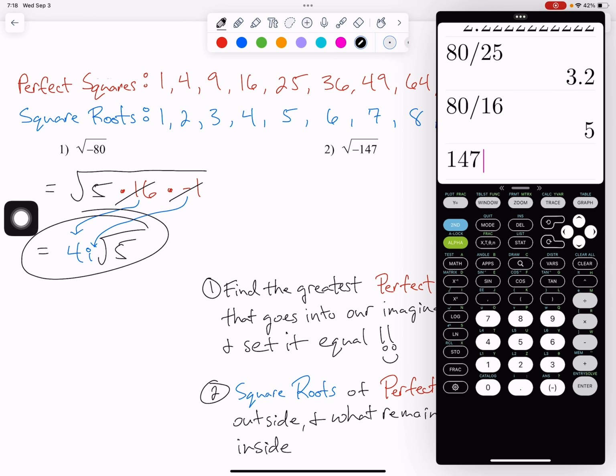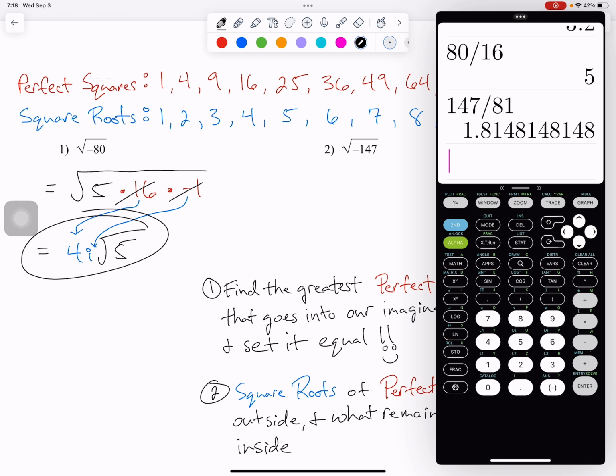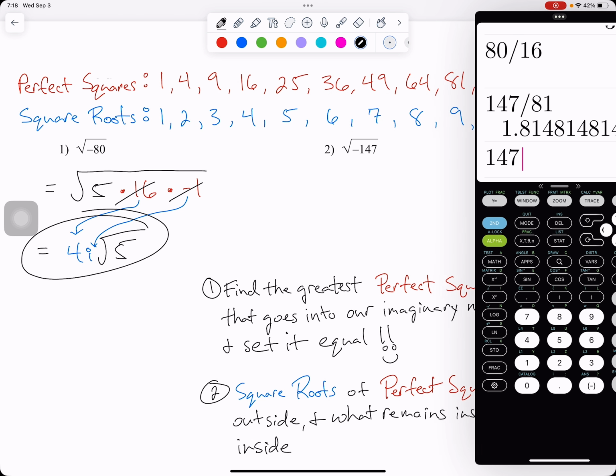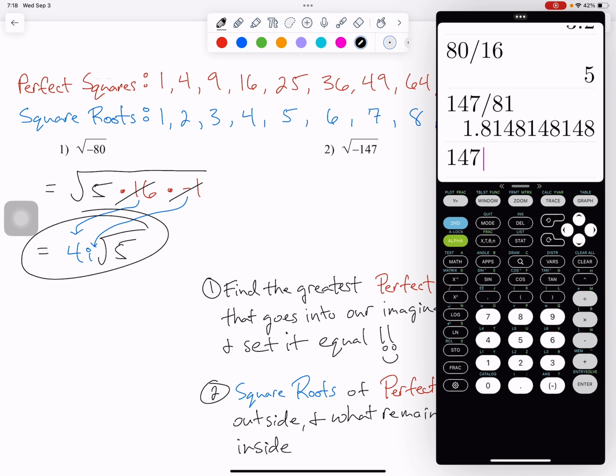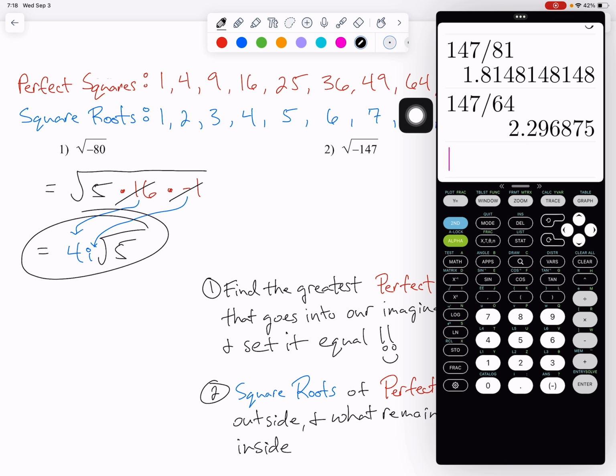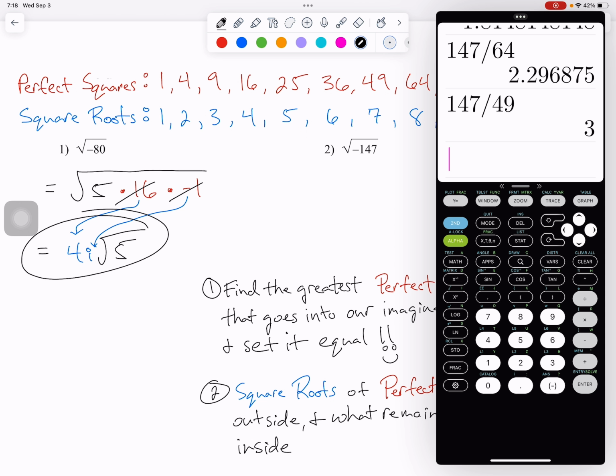Well, we know it's not going to be 100. Let's start at 81. 147 divided by 81, unfortunately, is a decimal. What's our next perfect square? Take a look. Oh, it's 64. 147 divided by 64, unfortunately, not going to work. And if we continue backwards down that number line, yes, we will do 147 divided by 49. Do we have a winner? We do, because we have a whole number. No more decimals. Great job.